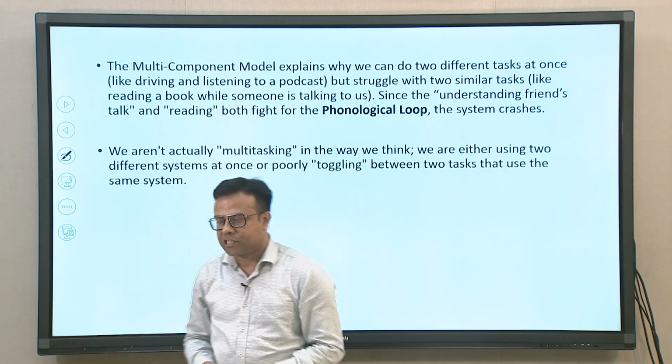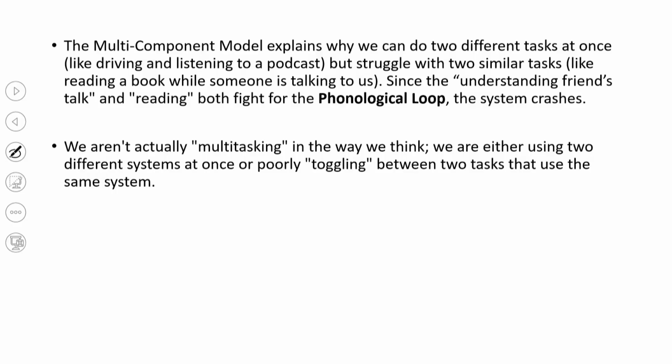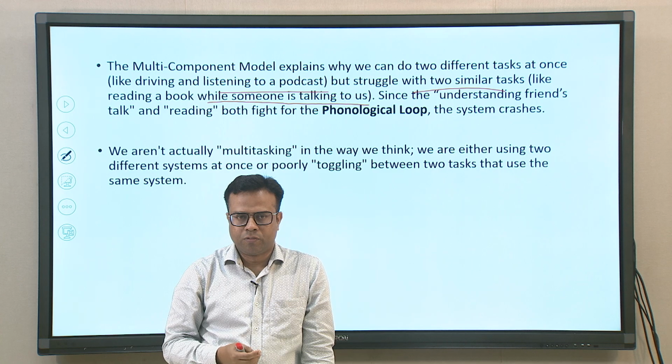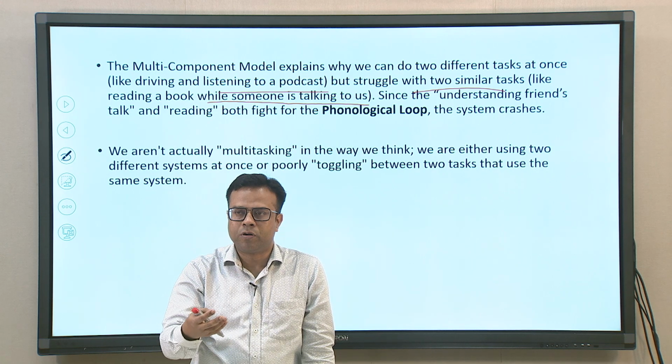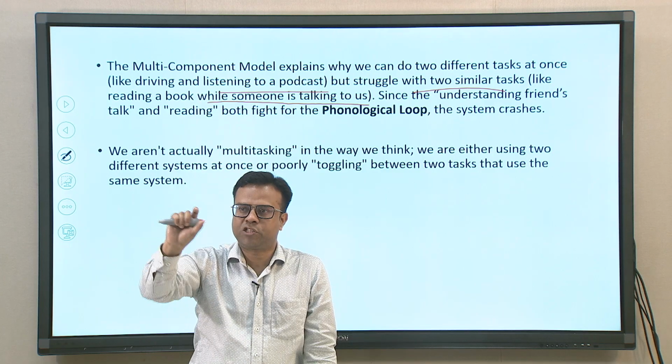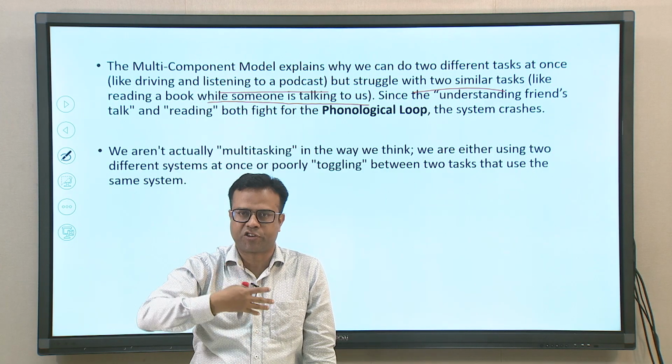This multi component model explains why we can do 2 different tasks at once, like driving and listening to a podcast or music, but struggle with 2 similar tasks, like reading a book while someone is talking to us. This model can explain a lot of things that we do in real life. It explains that we can drive and listen to music, for example. They do not conflict with each other. One can easily drive and listen to music. But it becomes more difficult to read a book when someone else is talking to you. If someone else is talking to you, you cannot read a book, because then there is a problem.